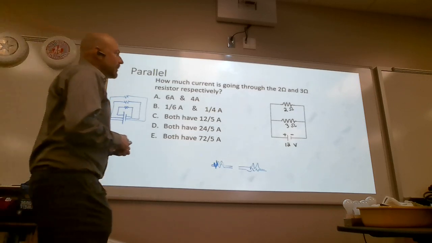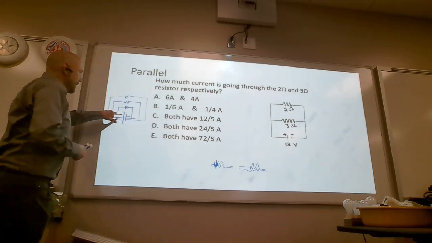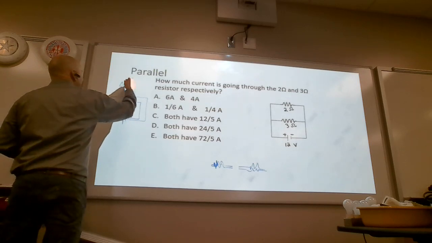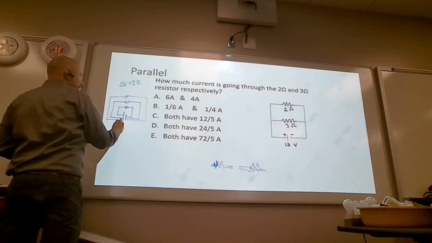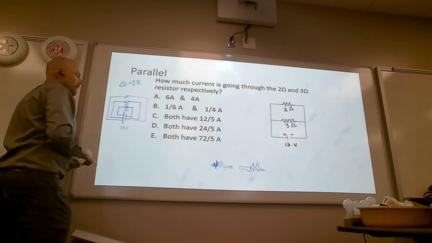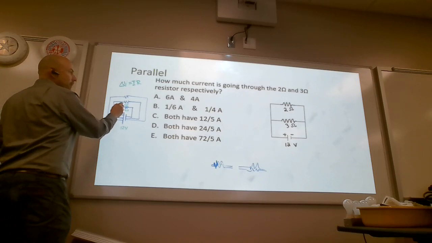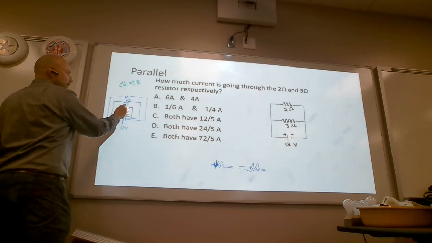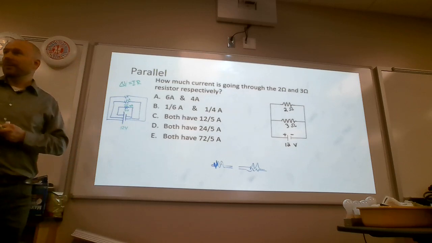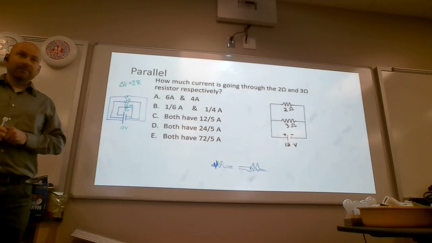Okay. Here's the deal. They're independently hooked up. They both have 12 volts. In this loop, you have 12 volts, you have 12 volts here, 12 volts here. Not worried about the next one. We had two ohms, therefore you're gonna have 6 amps going through this one and through this one. It's independently hooked up, you have 4 amps going through that one. Independently hooked up.